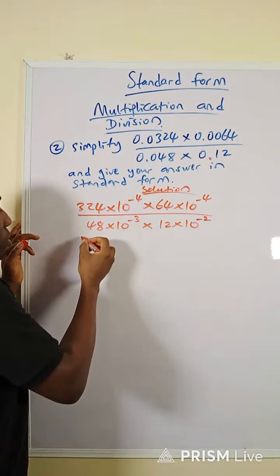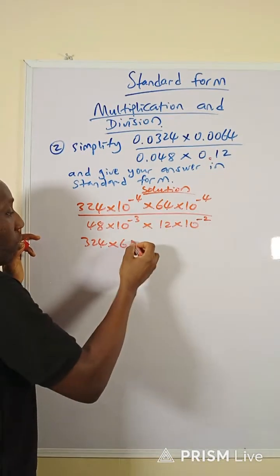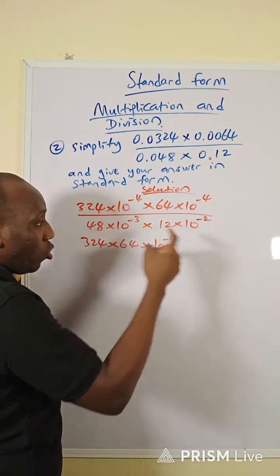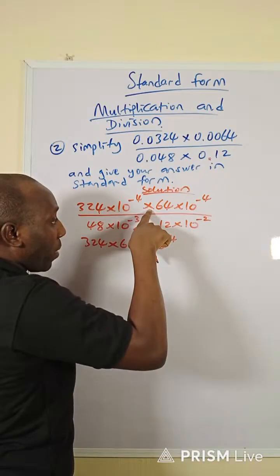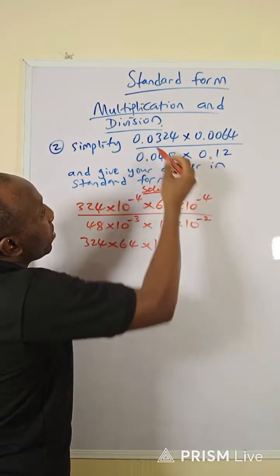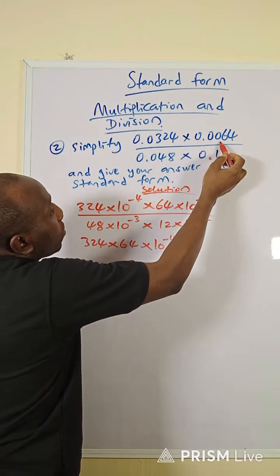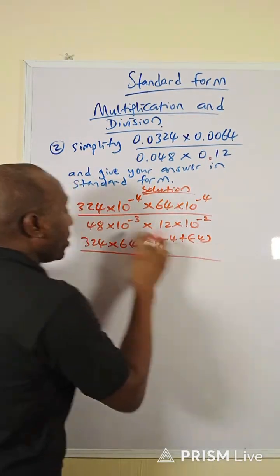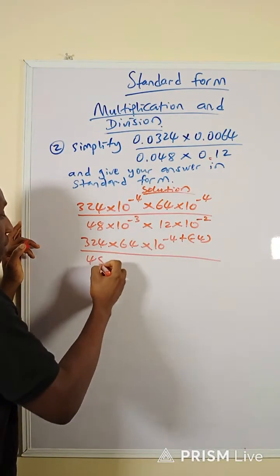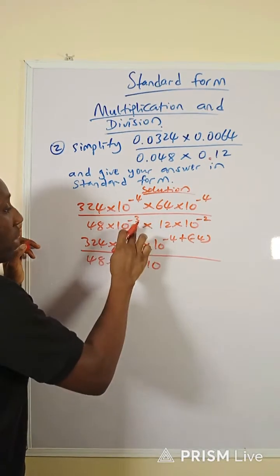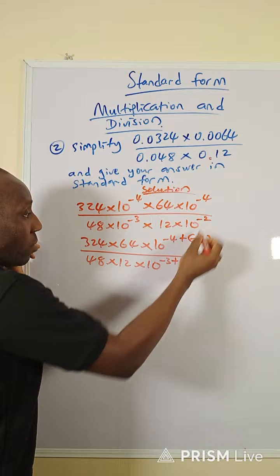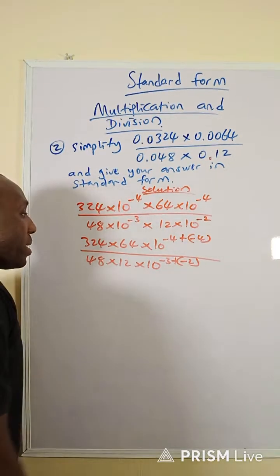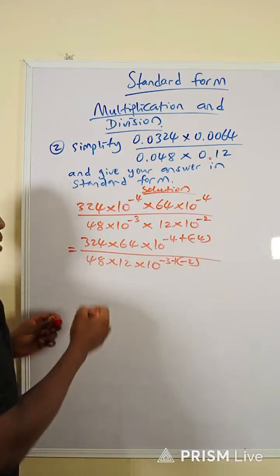I'll just separate everything now. So 324 times 64 times 10 raised to the power minus 4. You know what I'm going to do? This is 10, 10. When I'm multiplying, I can just write, all this is 1, 2, 3, 4, plus minus 4. Yes. Then divided by 48 times 12 times 10 raised to the power what? Minus 3 plus minus 2. Are you with me? Yes, you are with me. I'm sure you are with me.